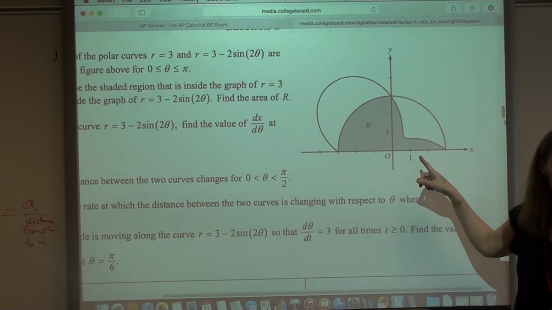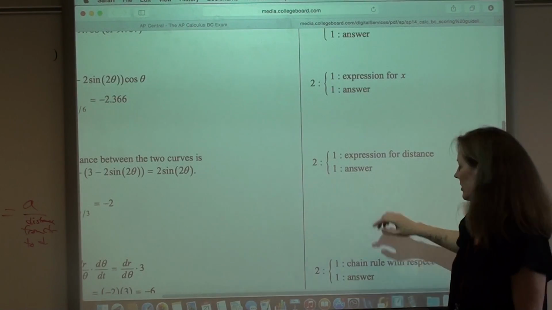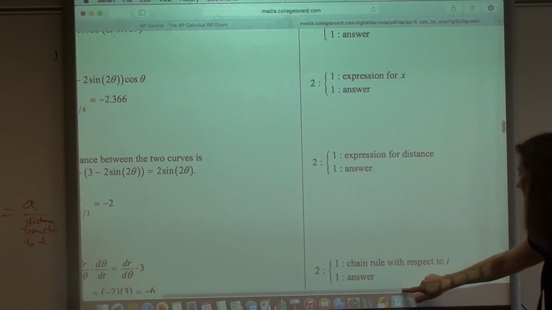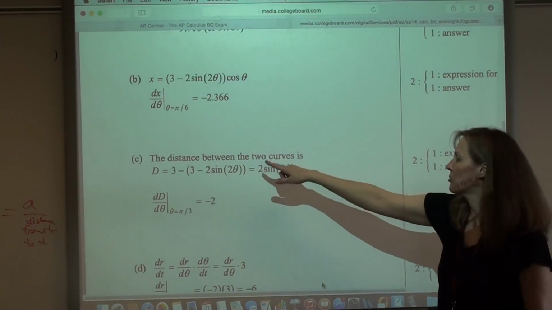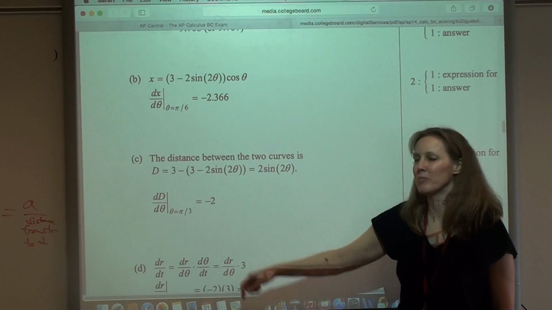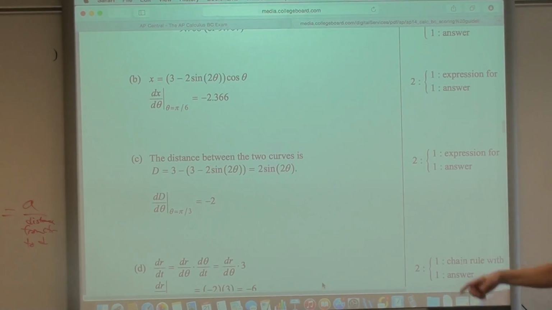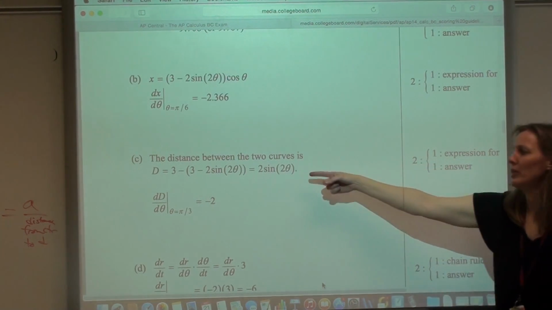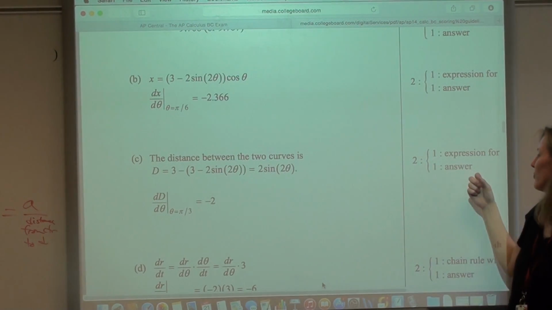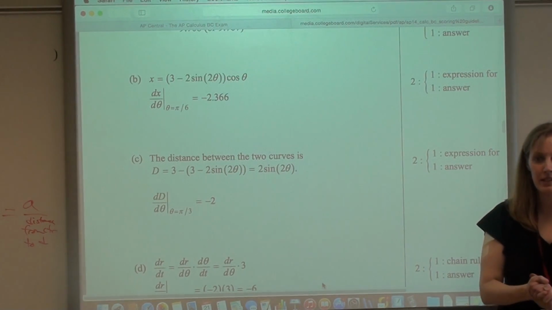That's all you do. So when you subtract the radii, there's your distance, and then you literally just find the derivative and plug in pi thirds and you get -2. So you got a point for writing out what the distance was, and a point for the derivative at pi thirds. That's it.